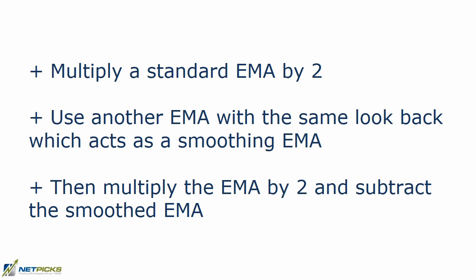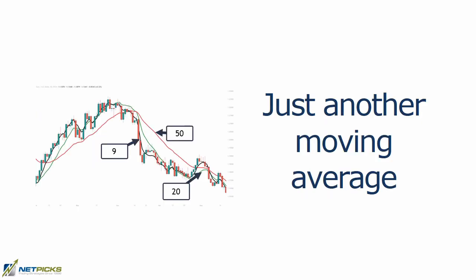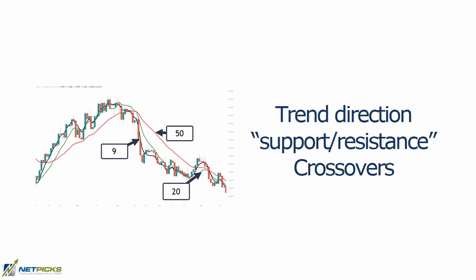And that's what you're going to see in the chart. Be honest, knowing what's behind the indicator is useful, right? But your trading software is going to do all the heavy lifting and plot this for you. So at its core, this is just another moving average, and as a trader, you're going to use it much in the same way as any other moving average: trend direction, support and resistance, moving average crossovers.